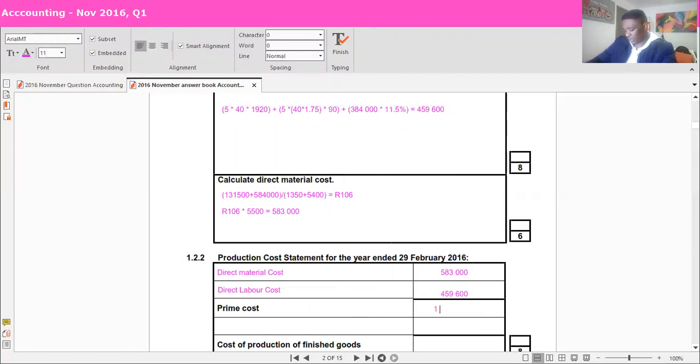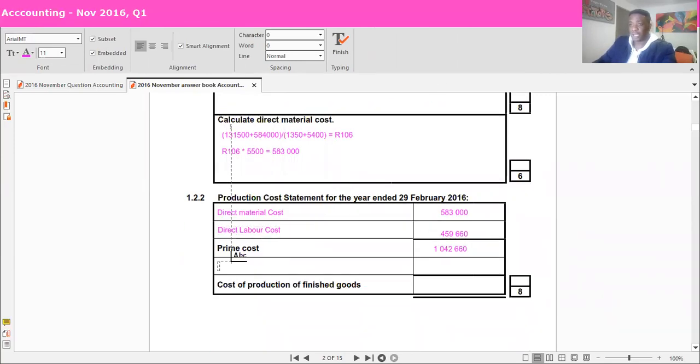the prime cost is 1,042,660. Sorry, there I need to fix my direct material cost. It's actually 660. Sorry. Right. And then after that, there's no work in progress.